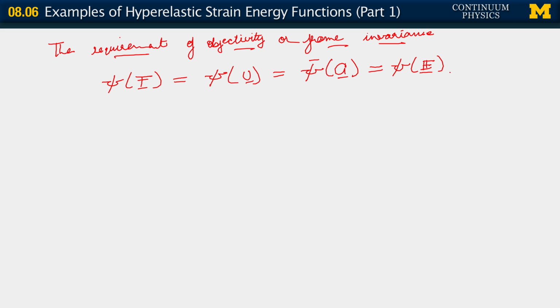What I want to do in this segment is talk about a few examples. Okay, so example 1 is what is probably the easiest form of a hyperelastic strain energy function for nonlinear elasticity. The first example is what is called the Saint Venant-Kirchhoff model.